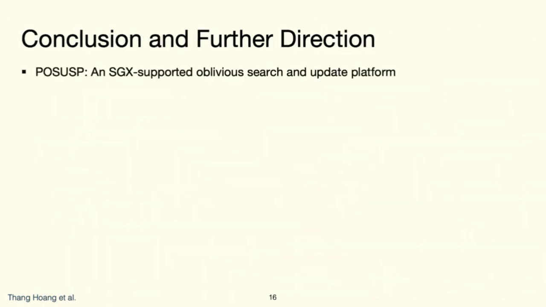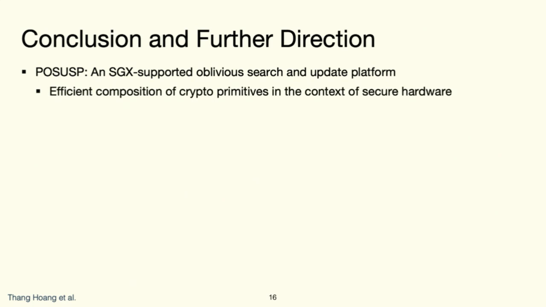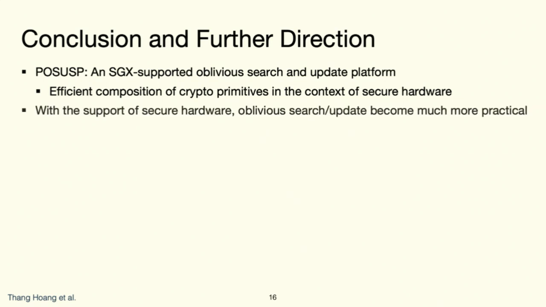Yeah, in conclusion, what we have done is develop an SGX-supported ORAM search and update platform. The contribution here is to collect the best primitives that we know of, implement them as efficiently as possible, and conduct experiments. And we believe if you can tolerate the presence of secure hardware, this is potentially a way to eliminate leakages in searchable encryption.